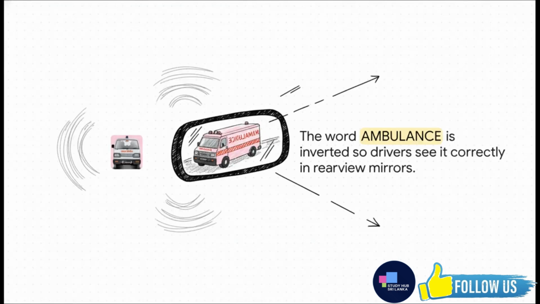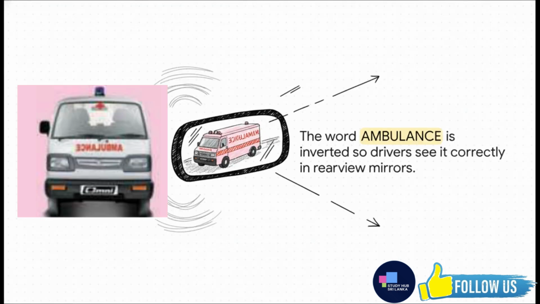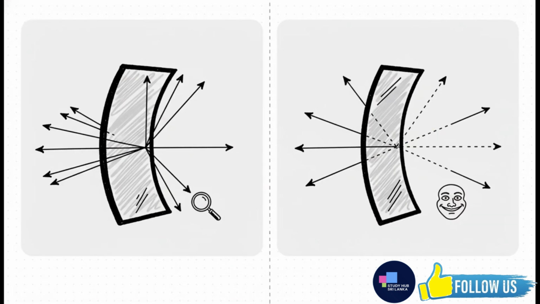Simple, no? Now here's a brilliant real-world example of reflection. You've all seen this on the road. A flat mirror does something called lateral inversion. It flips the image from left to right. That's exactly why the word ambulance is written backwards on the front of the vehicle. So when the driver in front of it looks in their rearview mirror, the reflection flips it back the right way so they can read it instantly. Very clever stuff.